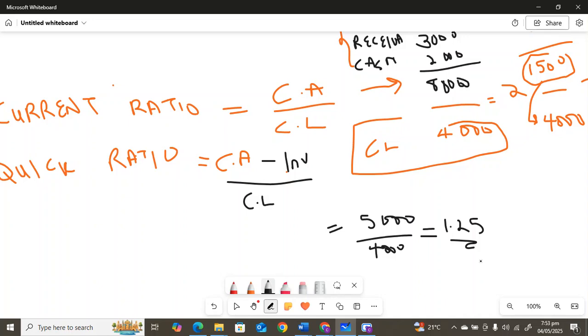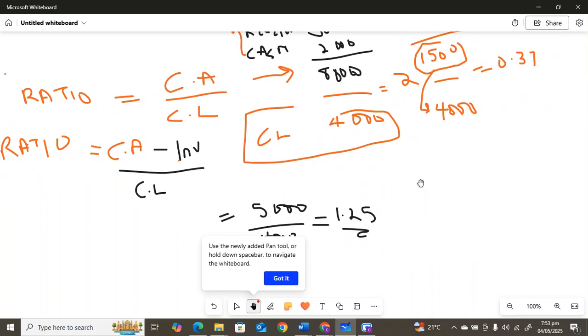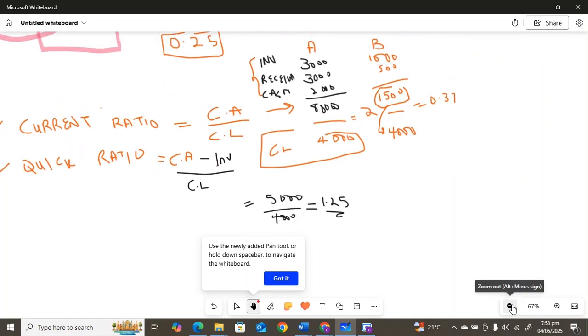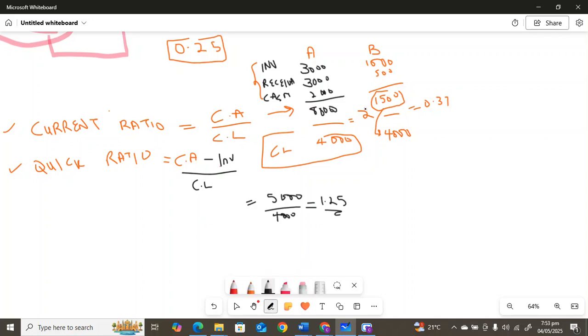Now, if we look at company B, if its current ratio was bad, the quick ratio won't be any good. Because if you remove inventory from company B, it means they have just 500 kwacha, which is being owed to them by people. So 500 divided by 4,000 is 0.125. So it means we cannot cover our current liabilities.